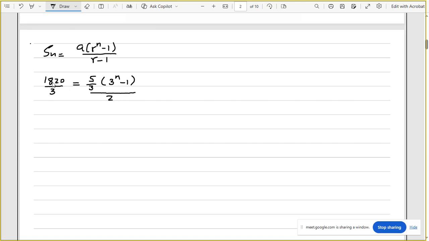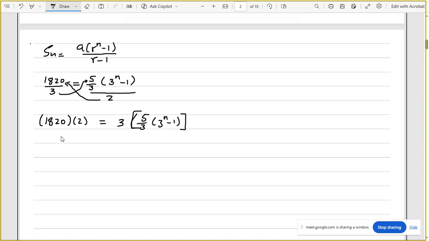So first things first, let's get rid of these fractions. To get rid of this fraction, I'm going to take the 1820 and multiply that by 2, and equate these two. I'm going to take the 3 and multiply that by 5 over 3 times 3 to the n minus 1. Do you understand what I did here? You take the 2 and multiply that number on top, you take the 3 and multiply that. Now, what is 1820 times 2?